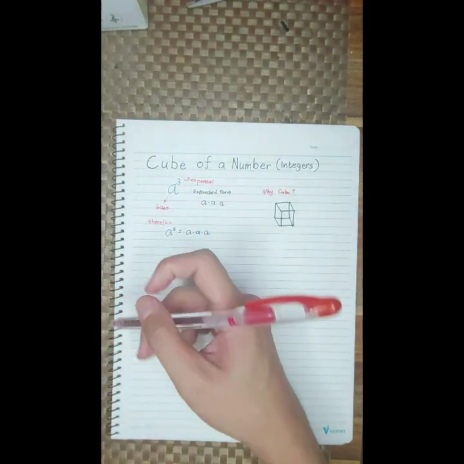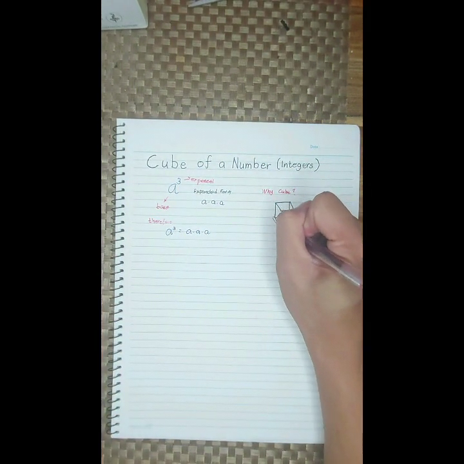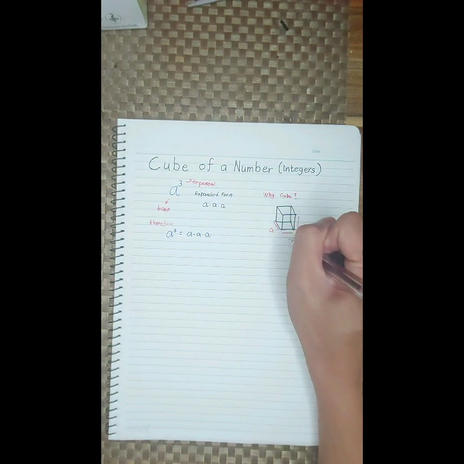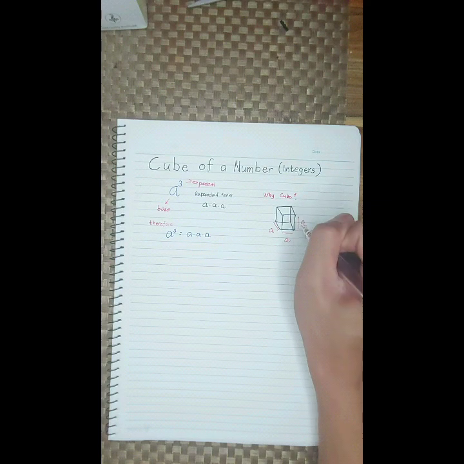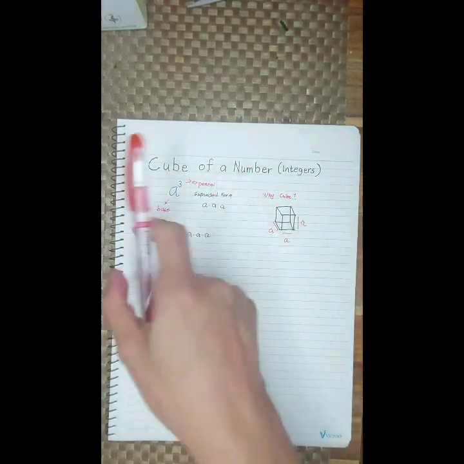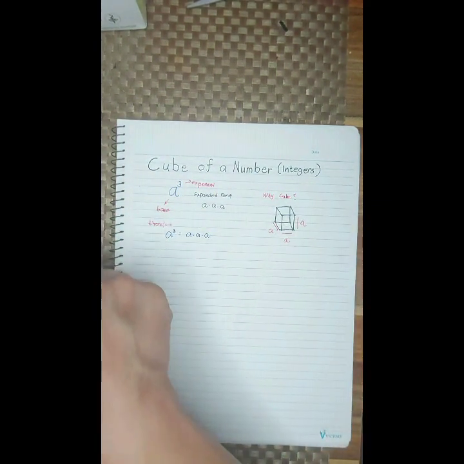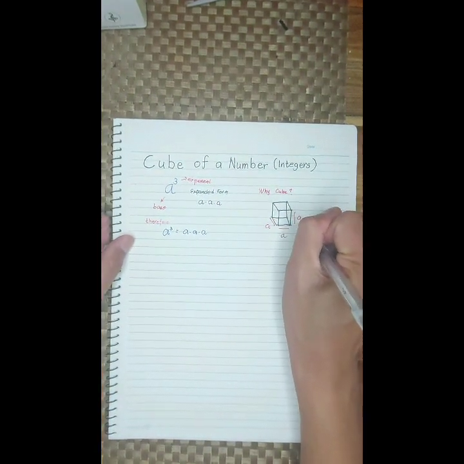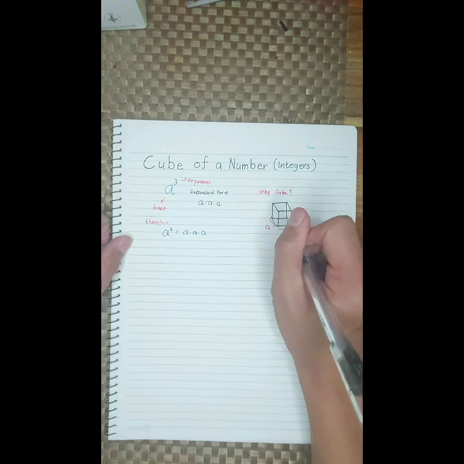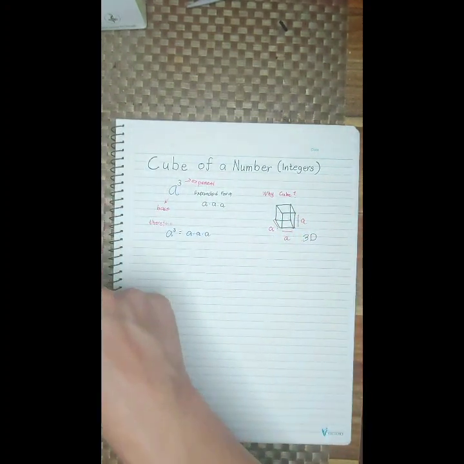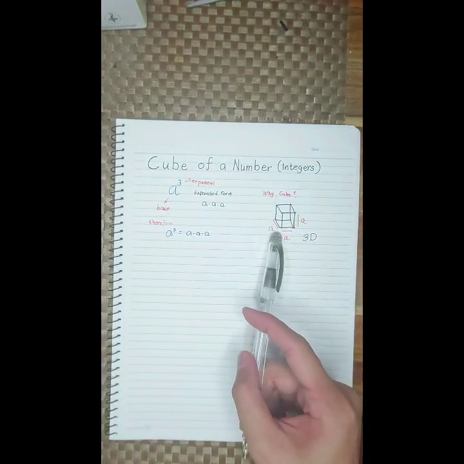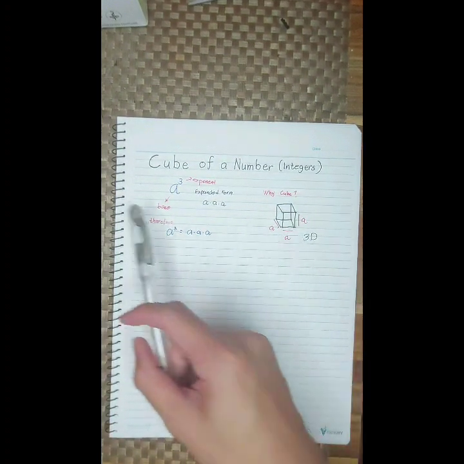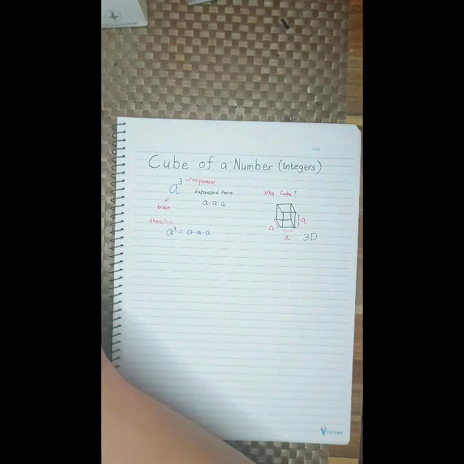Now, it turns out to be a cube because there are 3 dimensions. So these are the 3 dimensions. We could say that this is A, and A. That's why it is called 3 dimension, it is 3D. Every dimension, this is the first dimension, second dimension, so that's 2 dimension, and then the third one. That's why volume is 3 dimension.